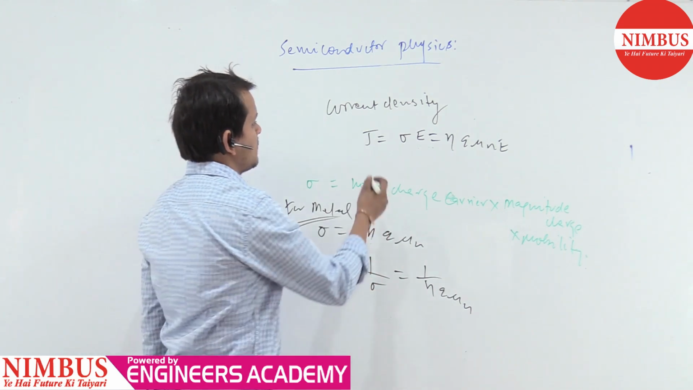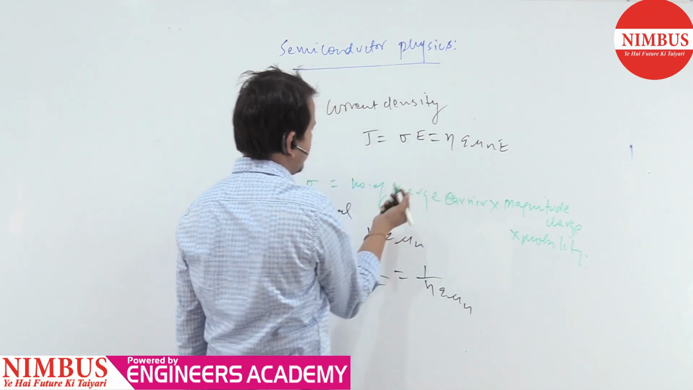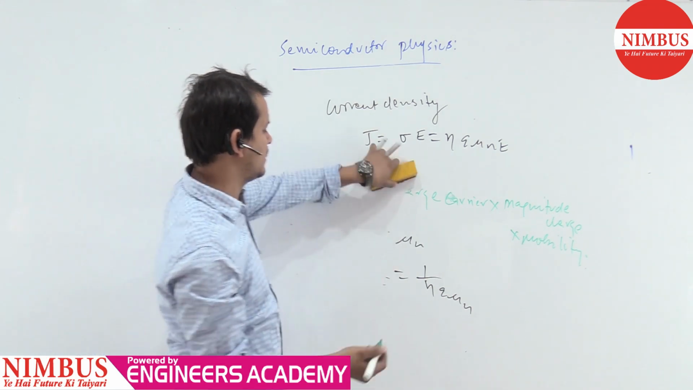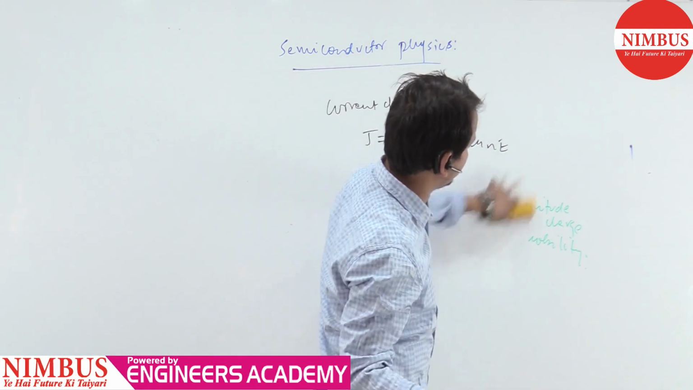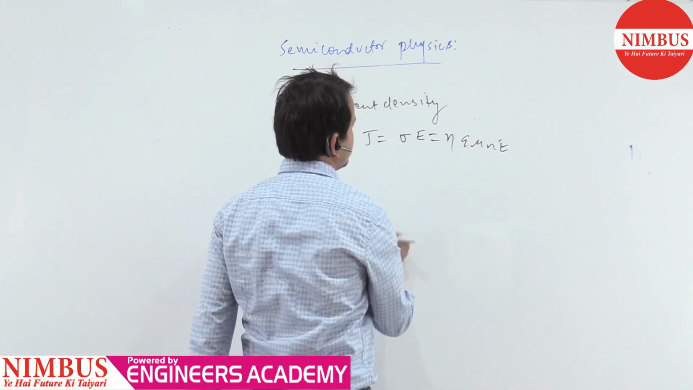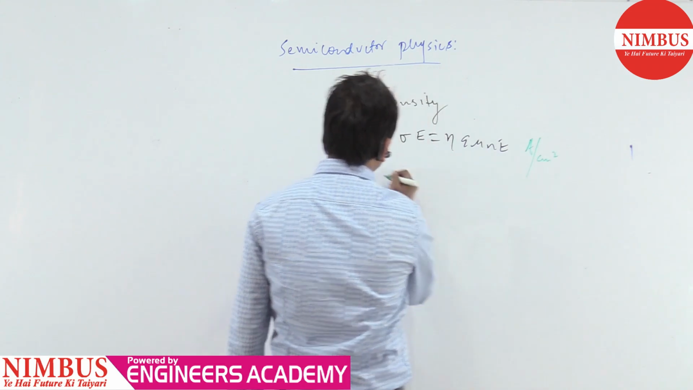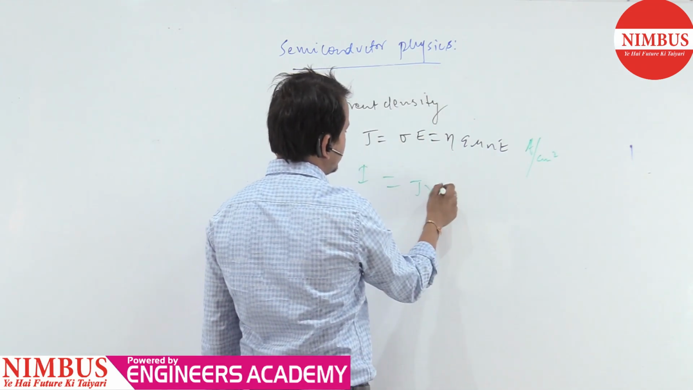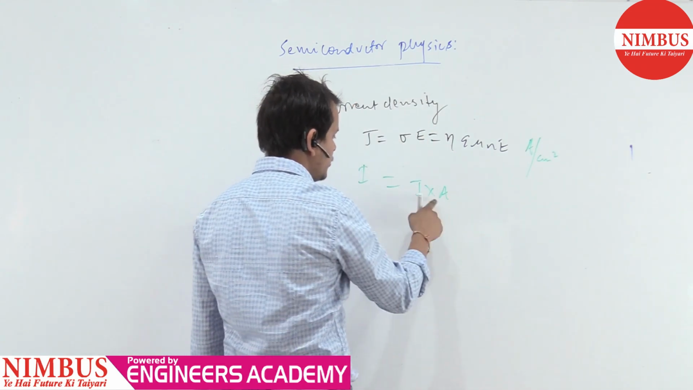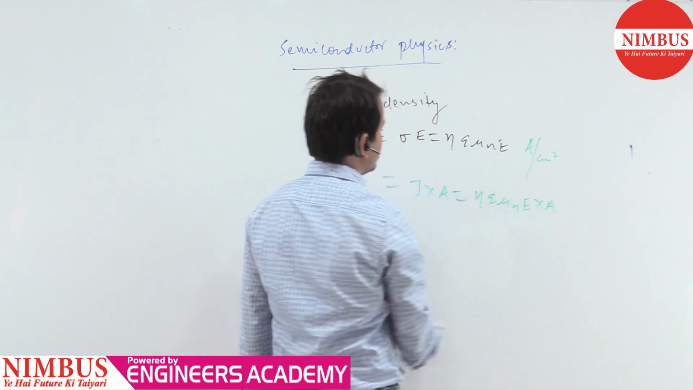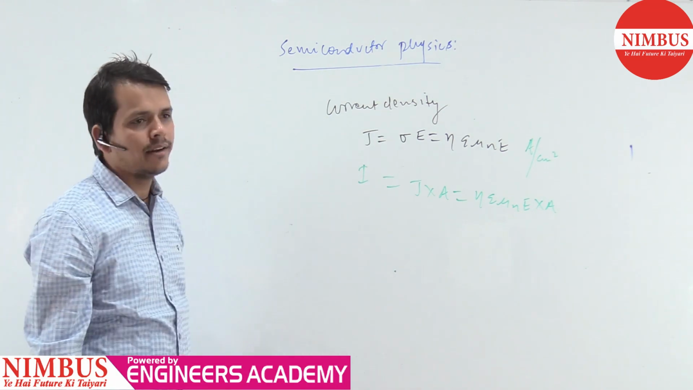Now take another thing. Okay, what is the current? If I take the current, it is very simple, because the current density is current per unit area. So the unit is ampere per centimeter square. So what is the current? Current is equal to J into A, so here n q mu n into E into A, the area. So this is the current, and again this is just for metal.